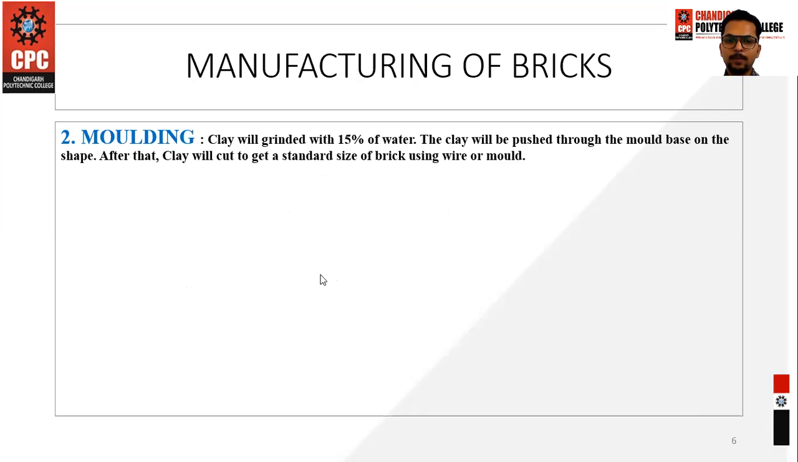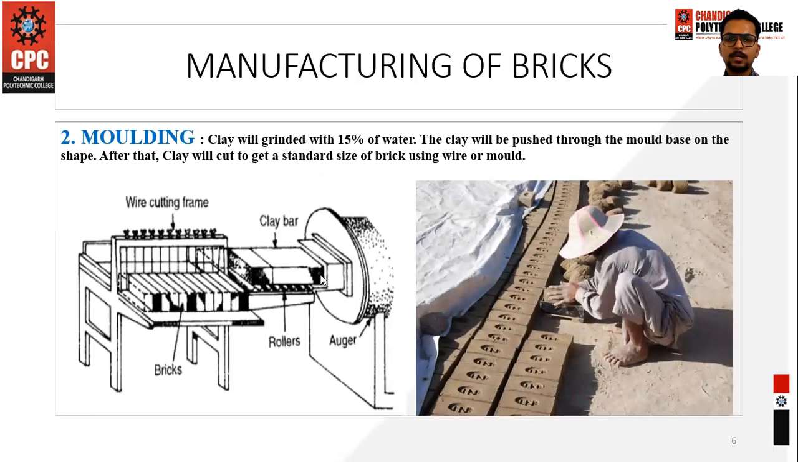Next we have the molding part. Once your clay is ready, with water added uniformly into a uniform mixture, it has to be molded into a particular type of brick. There will be two processes of molding. The first process which we use is table molding, or we call it hand molding. In machine molding, various machines are used for molding those bricks.